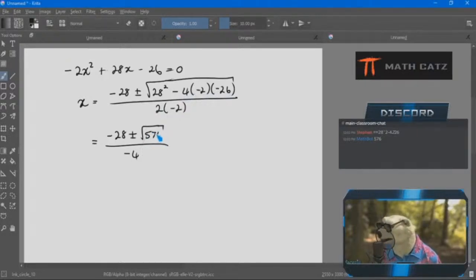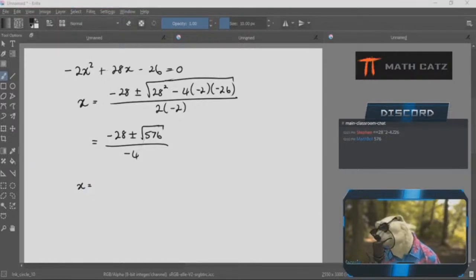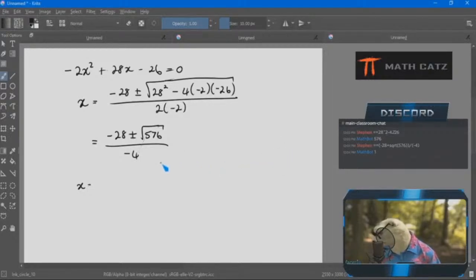576. I believe you. Okay, so then I get x is equal to, if I use the plus, negative 28 plus the square root of 576 divided by negative 4. Let's just see if I typed that right. It's 1. All right. That's nice. I do like the simplicity of the number, 1.